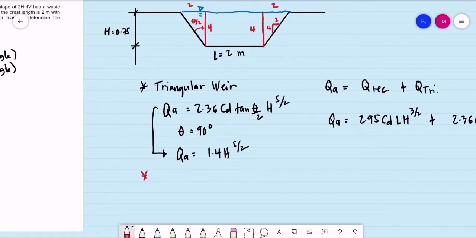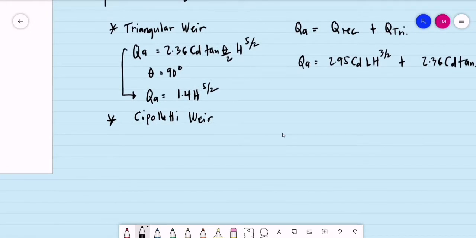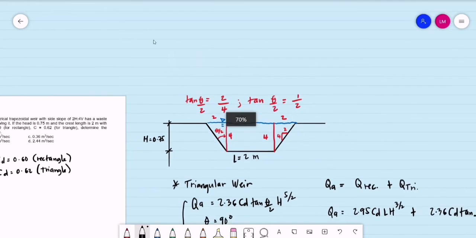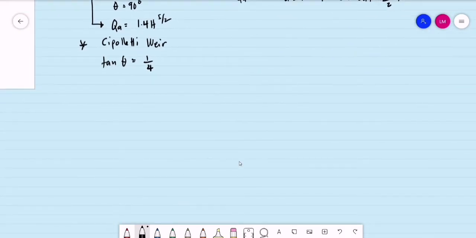Meron tayong special case dito pag trapezoidal weir. Yung tawagin is yung Cipolletti. Special case dito is yung Cipolletti weir. So, kailan siya nagiging Cipolletti weir? If yung equivalent ng tangent of theta is 1 over 4. Or kung titingnan natin yun sa slope, for example, ito yung sloping side niya, that is the same as 1 horizontal, 4 vertical.